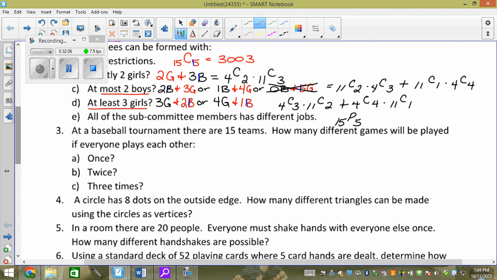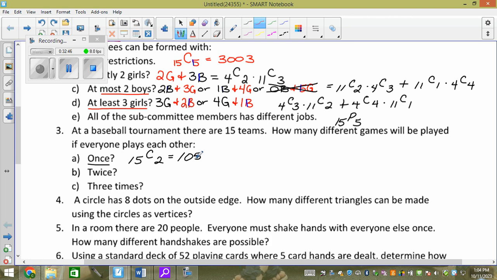Okay, here we have, at a baseball tournament there are 15 teams. How many different games will be played if everyone plays each other once? How many teams play at a time in a baseball game? 2. So if they're playing each other once, there's 15 teams, and I choose how many to play? 2. That's it. 15C2, which is 105.